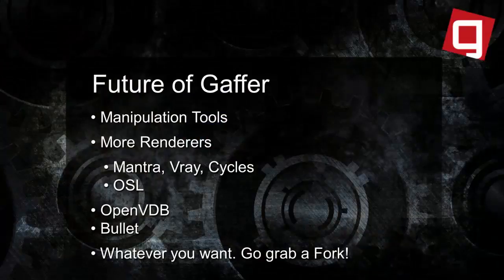Outside of Image Engine, I think John hit on the biggest obvious thing, which is manipulation tools. Currently Image Engine is using Maya for manipulation and sucking all the geometry in automatically, which is super cool, but you might want to actually move a camera or light around on your own in Gaffer, which would be cool too. More renderers would be very neat.